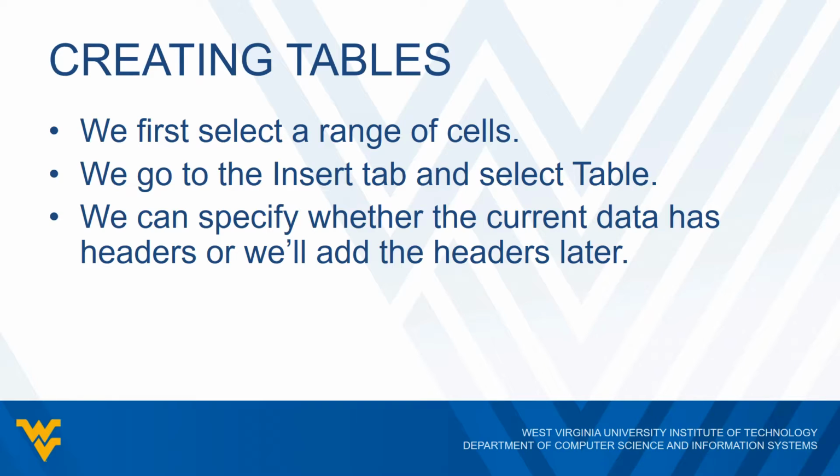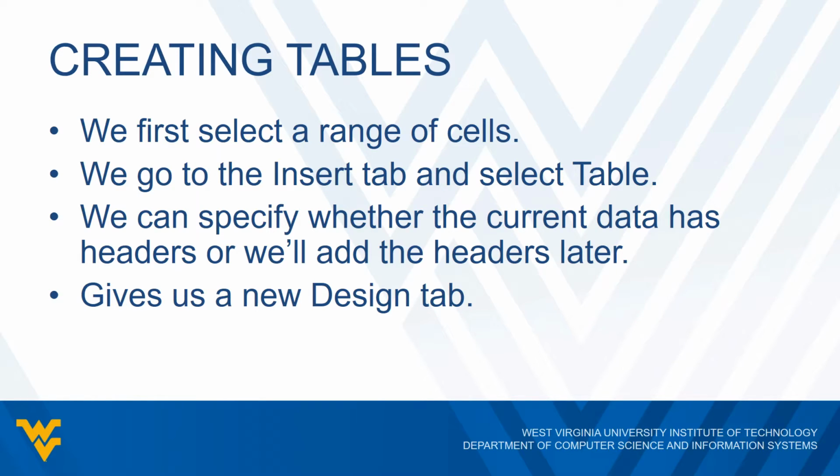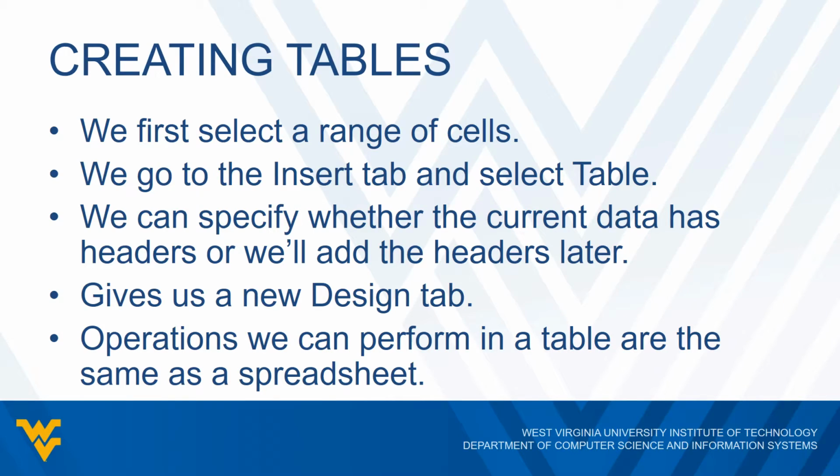Now once we've created the table, this will give us a new design tab where we can do all sorts of options with it, whether we need to add columns or add or remove rows. We can change the font, we can change sizes, we can change colors, but we have a lot of options available to us in the design tab. And all the operations that we can perform in a table are the same as a spreadsheet. So things like cell references, formulas, functions, using the data in there and creating charts from them, we can do all those things in here.